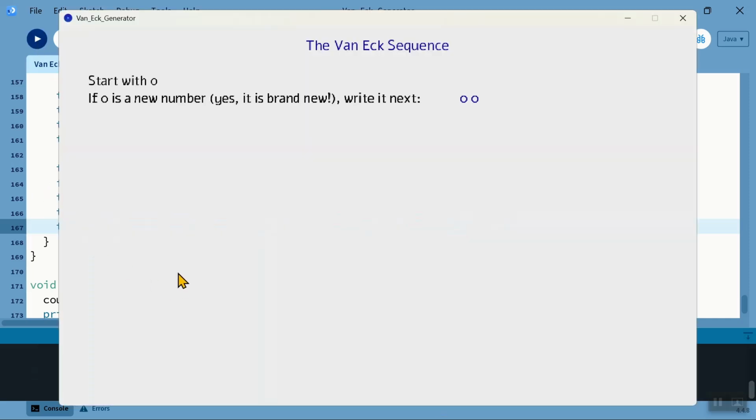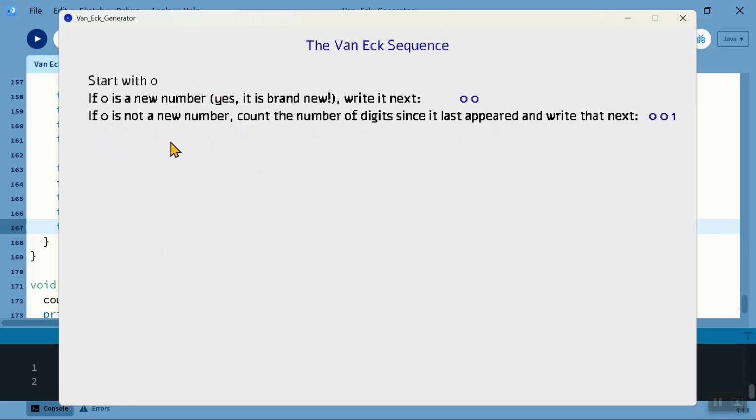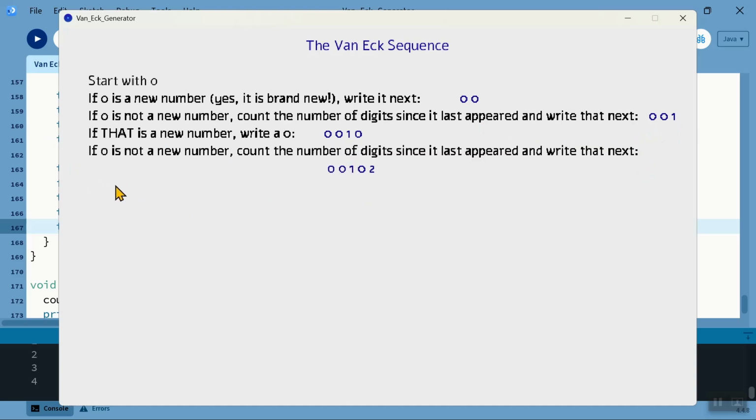So we said we always start with 0, and if that is a new number, well, yeah, it's brand new. It's a new number. Write it next. And so we did. And now we've got a 0 to look at. If that's not a new number, count the number of digits since it last appeared and write that. Well, it last appeared 1 digit ago, so we write the 1. If that is a new number, write a 0. And indeed, it's the first time we've seen 1, so write a 0.